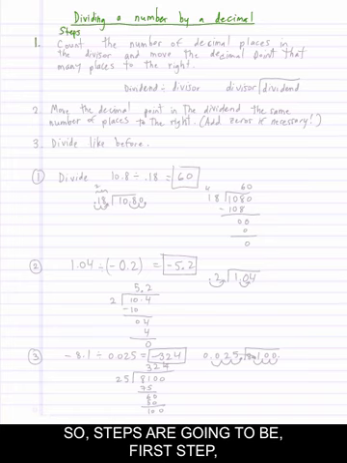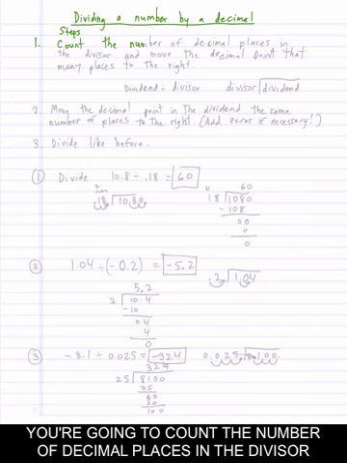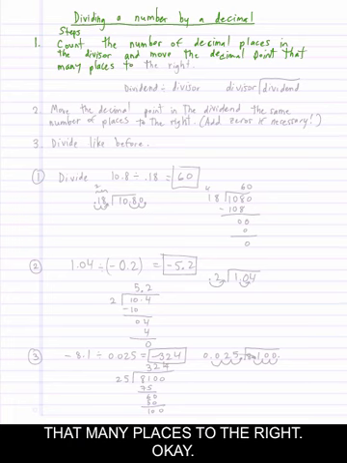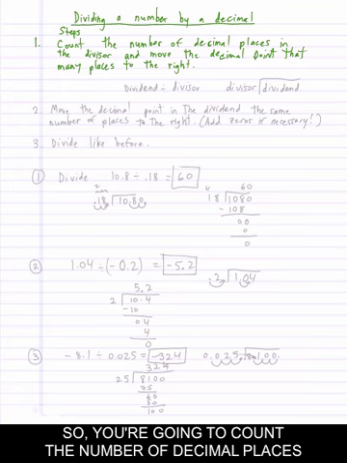So steps are going to be, first step, you're going to count the number of decimal places in the divisor, and move the decimal point that many places to the right. Okay? So you're going to count the number of decimal places in the divisor.